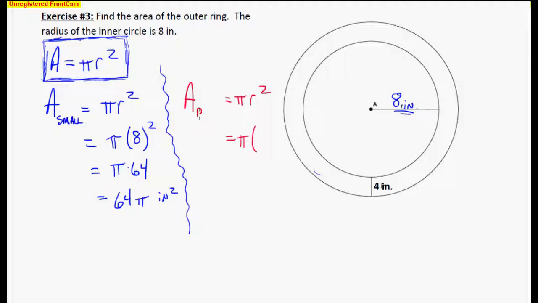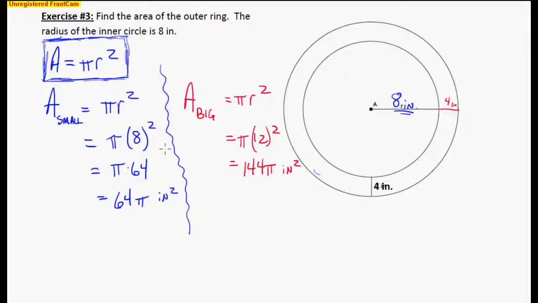Here we go. Big. Same formula, but what is the radius of the big circle? Is it just 4? No, no, no, it's not just 4. It's from the center all the way out to the edge here. So how far is it from here to here? Well, it's still 4 inches. So my radius of the big circle is going to be 8 plus 4. That's going to be 12, right? So 12 squared is 144 pi inches squared. So here's my big circle.